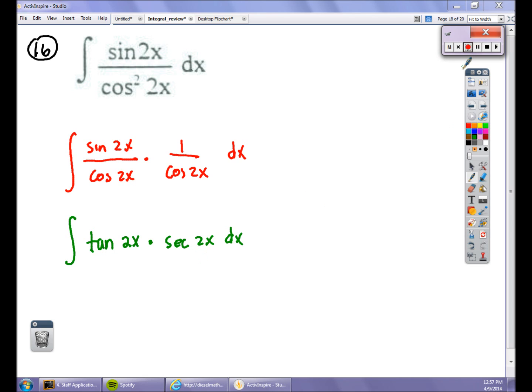Now my substitution of u equaling 2x. If u equals 2x, du is going to be 2 dx. I don't have a 2 dx, I have a 1 dx. I divide by the 2. And substitute out these 2x's for my u's. Put a 1/2 out in front.